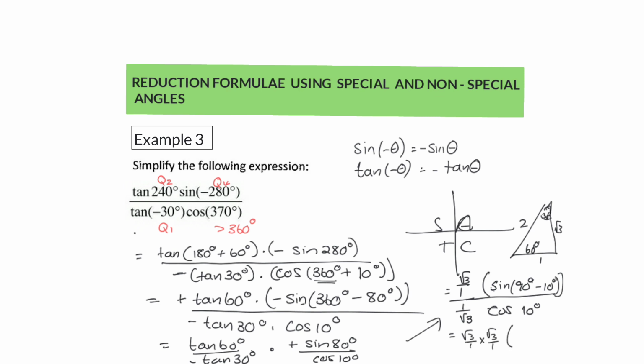And this sine of 90 minus 10 becomes cos 10, and then we get 3 as our answer, because cos 10 and cos 10 cancelled out. Okay, so that was reduction formulas with numerical values.